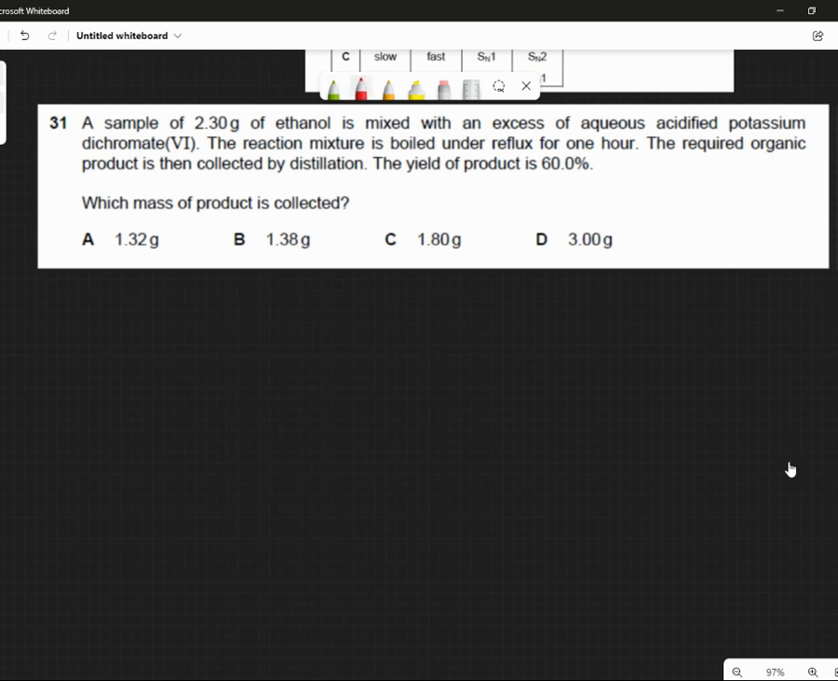Before we do any numbers, we start off with ethanol. And we smash it up with potassium dichromate, Cr2O7. Acidified. So there you go. And it says there's an excess, and it's boiled under reflux. So if I boil ethanol under reflux for an hour, what's the product going to be? Anyone? Well done, Banana. You're pretty good at this stuff. Well done. This is ethanoic acid.